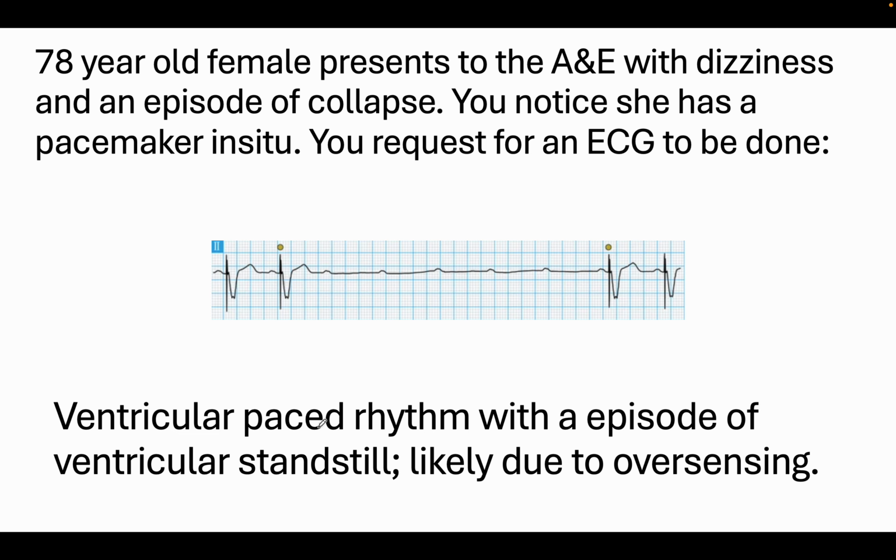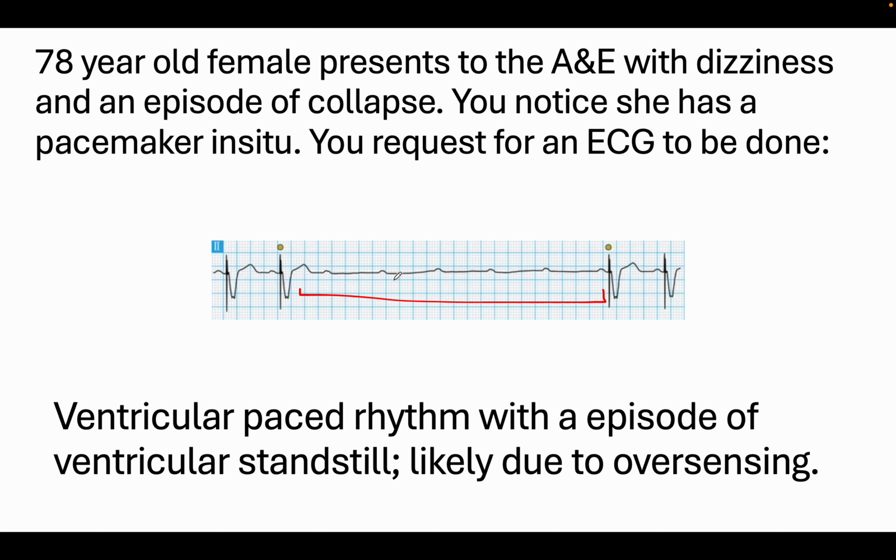So this is a ventricular paced rhythm with an episode of ventricular standstill, which is this long pause here where you only see P waves, and this is likely due to oversensing, where we're picking up too many things because we've made our sensitivity too high. So it's not in that Goldilocks region. We've moved that wall down so we can see too many things.